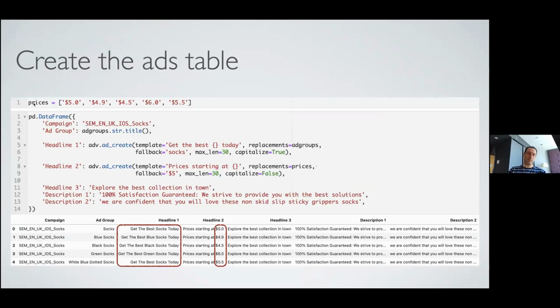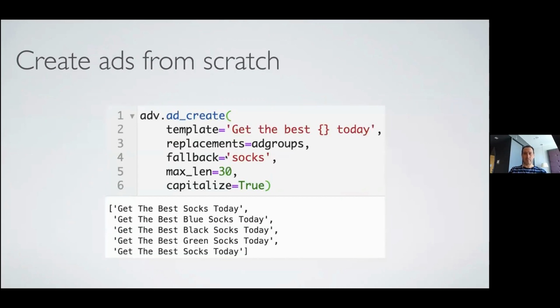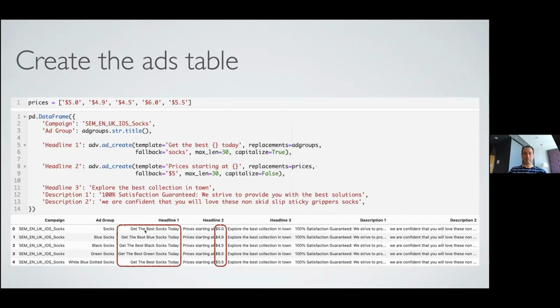Here I created a new list called prices, just random prices for our products. Data frame is basically a table. The keys over here become column names, and the values become the values of these columns. So the campaign name is this. Ad groups, we created this variable, we said string.title, and we have it here in title case. This headline one is exactly this code. So as you can see here, we get the best socks today, get the blue socks today, and so on.